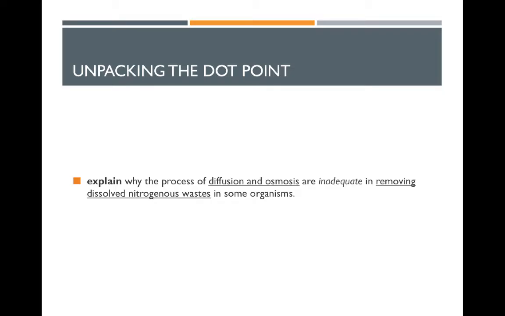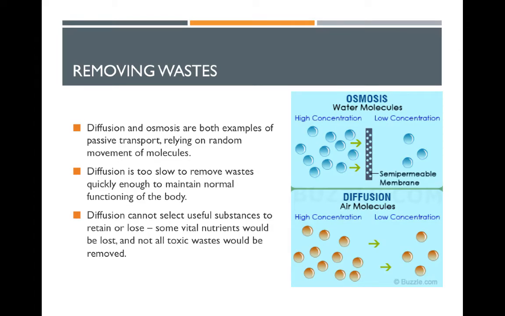So remember, nitrogenous wastes are produced from our cells' metabolism, okay? They're generally a waste product of protein synthesis and things like that, which is quite important in our cells, but the nitrogenous wastes are really not good for our bodies, so we have to get rid of them somehow. So we do a lot of things in our bodies with diffusion and osmosis, but they aren't really adequate at getting rid of nitrogenous wastes.